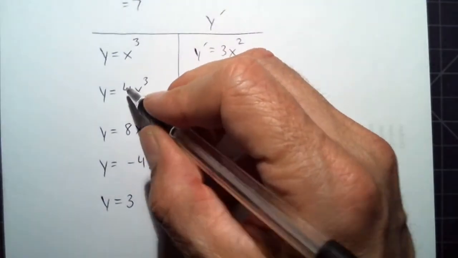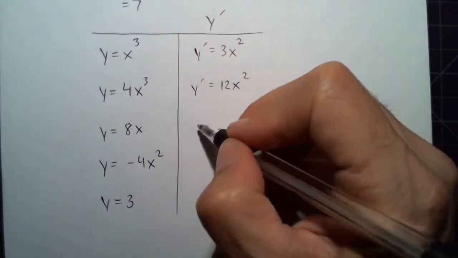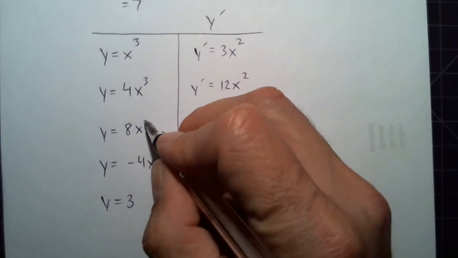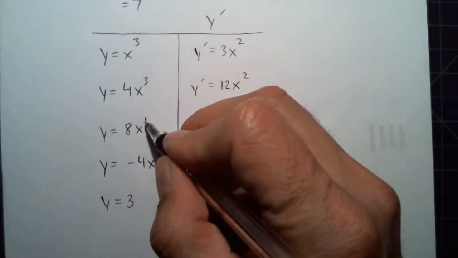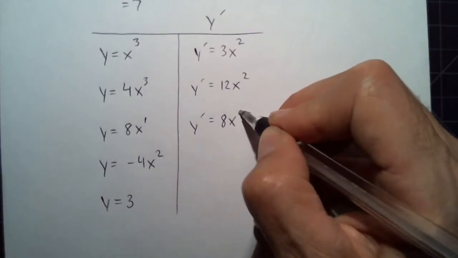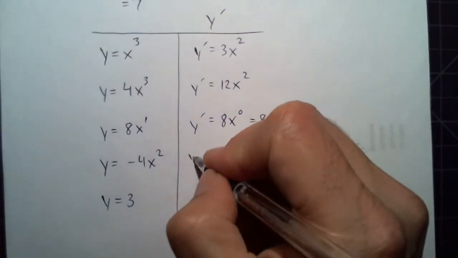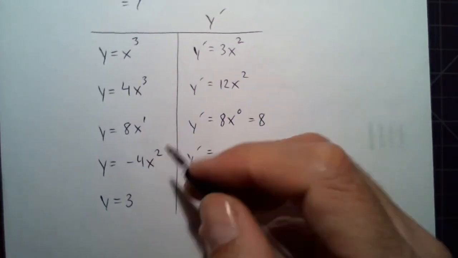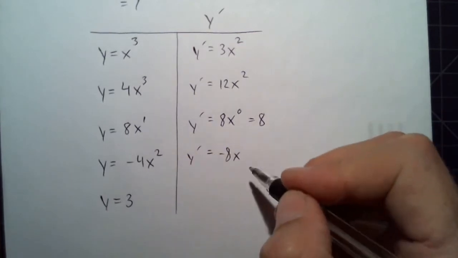Here we have 3 times 4 is 12. 3 minus 1 is 2. We have a 1 here. 1 times 8 is 8. 1 minus 1 is 0. And that would be x to the 0, which is 8. Here we multiply by 2 is negative 8. Subtract 1 is 1. We're done there.